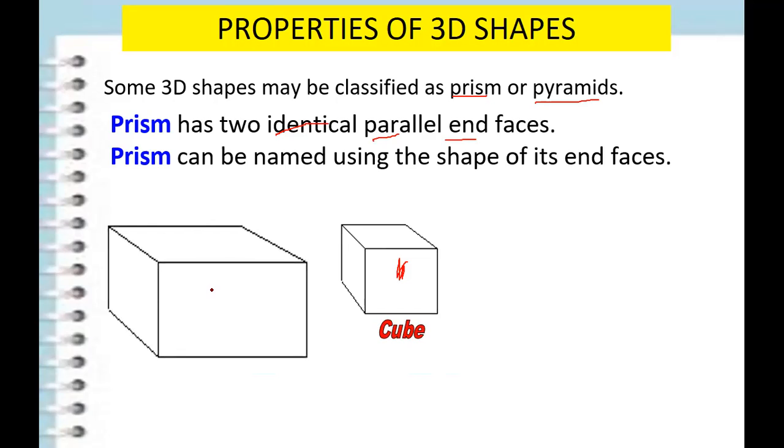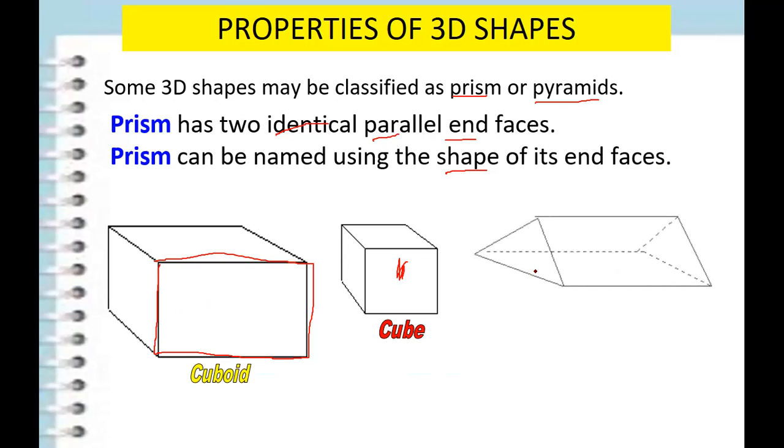Another one is this. This is a cuboid, or rectangular prism. We call it rectangular. Why do we call it rectangular? If you can see here, a prism can be named using the shape of its end faces. So what shape is this? It is a rectangle. The opposite side is also a rectangle, and this is a square. So this is a rectangle, and the other side is a rectangle, so we can call it a rectangular prism because the end faces are rectangles. Another one. Now, if you can see here, what is this shape?